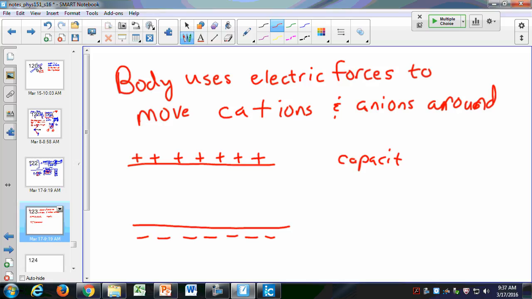How do you spell that? Capacitive. Yeah, capacitive structure?